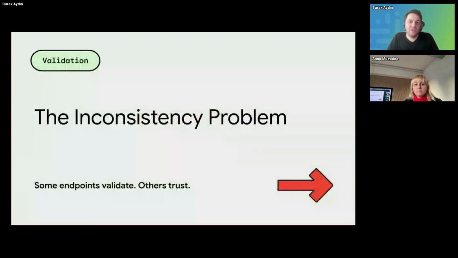Input validation often gets applied inconsistently. Some endpoints validate thoroughly, others trust whatever input they receive, and validation logic gets scattered across the code base. One endpoint checks email format and another doesn't. This inconsistency creates vulnerabilities.